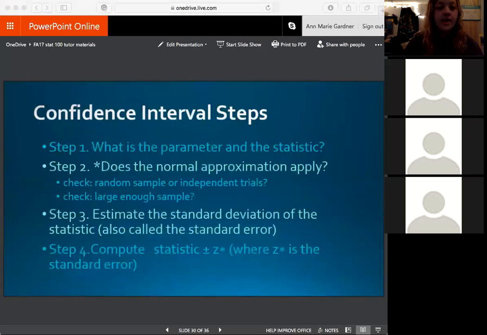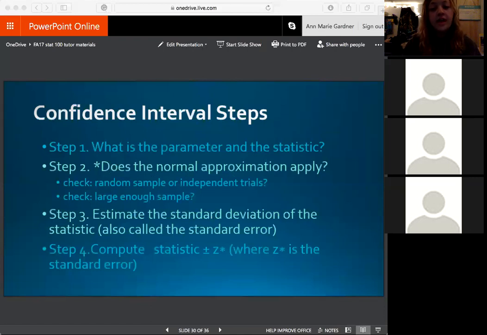All right, and then confidence interval steps. These are the 4 steps we take to get a confidence interval. Our first step, we want to figure out what's our parameter or the statistic that we're trying to find. Step 2 is figuring out, can we apply normal approximation? So you want to figure out if it's a random sample. Remember, like in experiments, we want to have a random sample, not an observational sample, for it to be representative. And we also want to have a large enough sample.